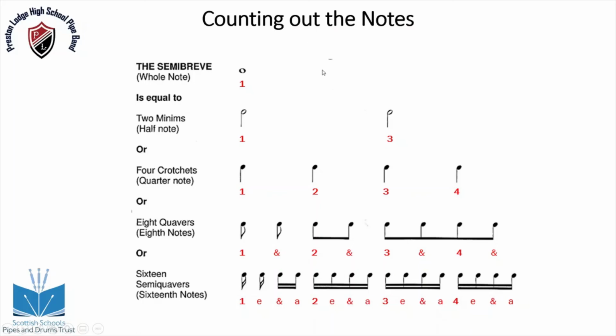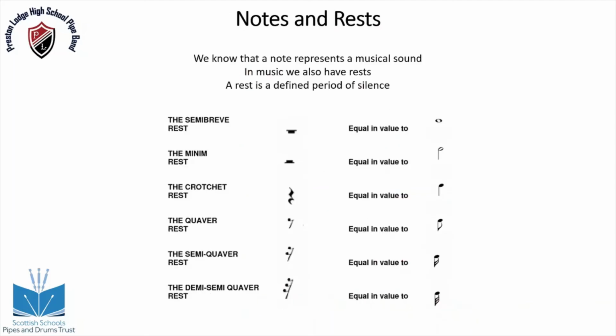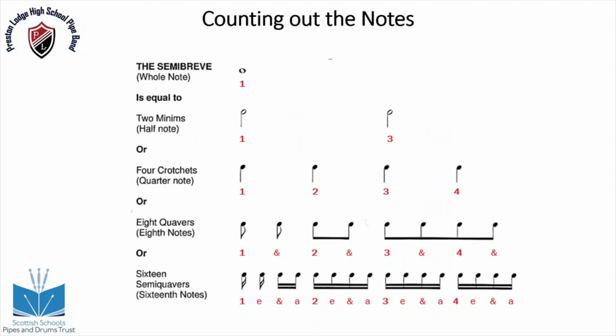Okay, so semi-breve, I'm going to count and we'll go 1, 2, 3, 4. Minims, 1, 2, 3, 4. Crotchets, 1, 2, 3, 4. Quavers, 1 and 2 and 3 and 4 and. Demi-semis, 1 e and a, 2 e and a, 3 e and a, 4 e and a. I said demi-semis, sorry, just semi-quavers at the end. So that's how you would play them, and that's how they're counted.